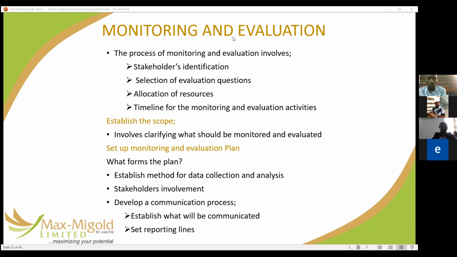Then when you are setting up a monitoring and evaluation plan, what form of plan? One, establish a method for data collection and analysis. So you need to establish how you want to get the data that you want to evaluate and analyze. Stakeholder involvement, like I told you, if you are working in a factory, who are your stakeholders? Your operators.